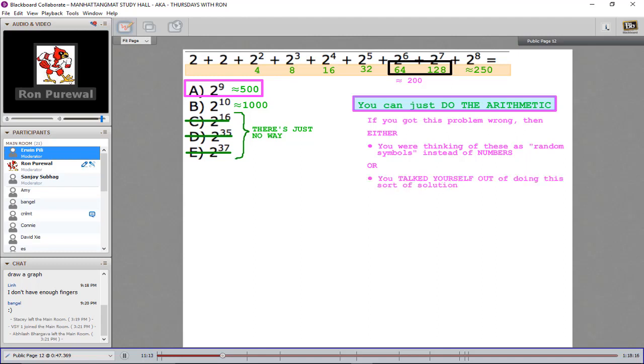I've heard this too. I've heard students actually say, oh, I thought about doing arithmetic, but I thought it would take like 5 or 10 minutes. Well, no. This doesn't take anywhere near that long. People are very bad at estimating how long things will take, but a lot of people will literally talk themselves out of this kind of thing.